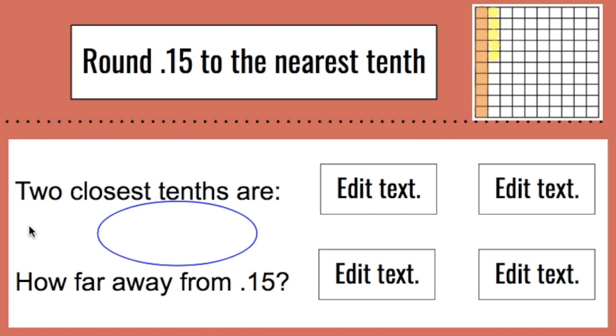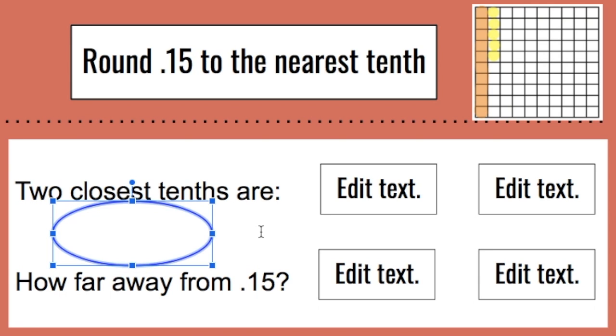In the following slides, you will have to type what the nearest tenths are and how far away they are to the decimal amount that you are rounding. After that, you will circle the tenth amount to which your decimal is closest. Do your best.